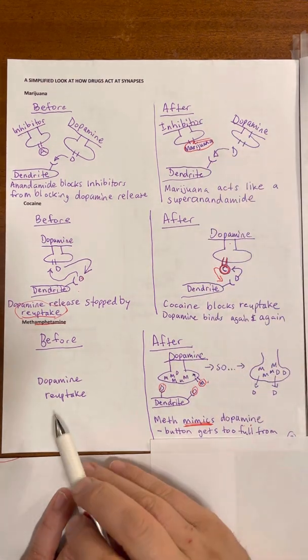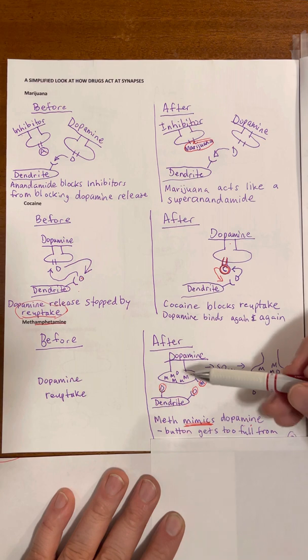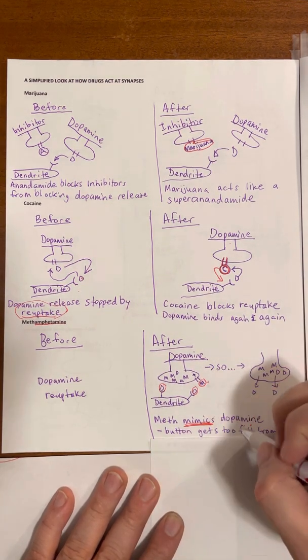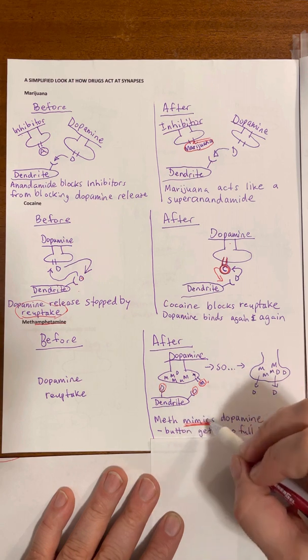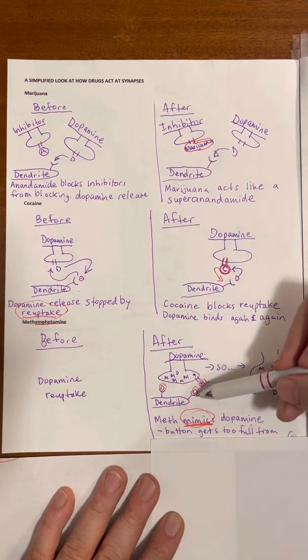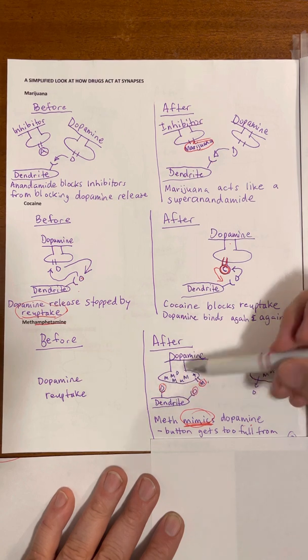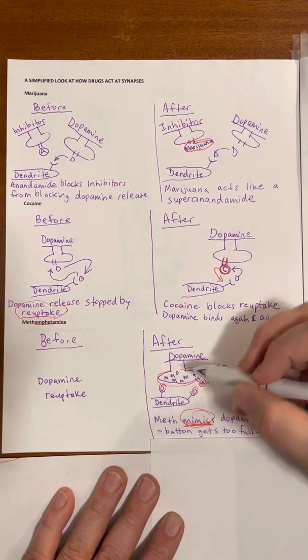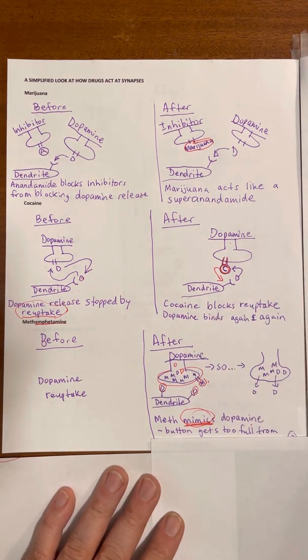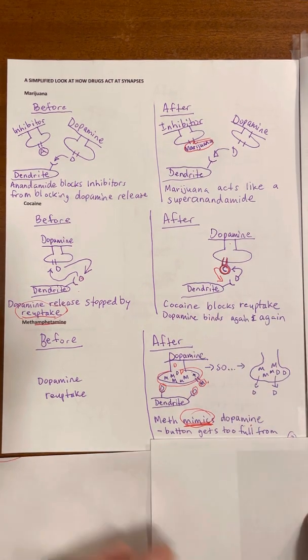Everything's going to get taken back up into the terminal button that it came from. But what we're saying here is that because the meth mimics the dopamine, it too is going to go back into the terminal button along with the dopamine. This is going to lead to a problem though.